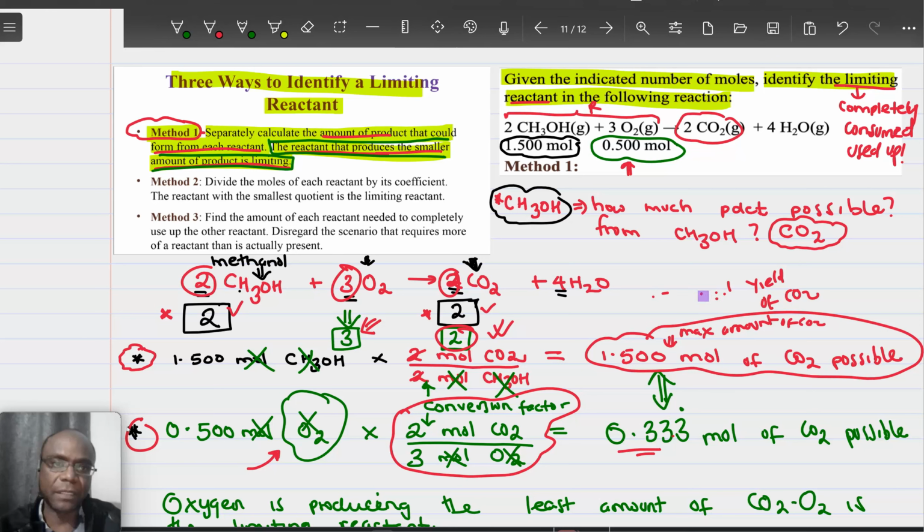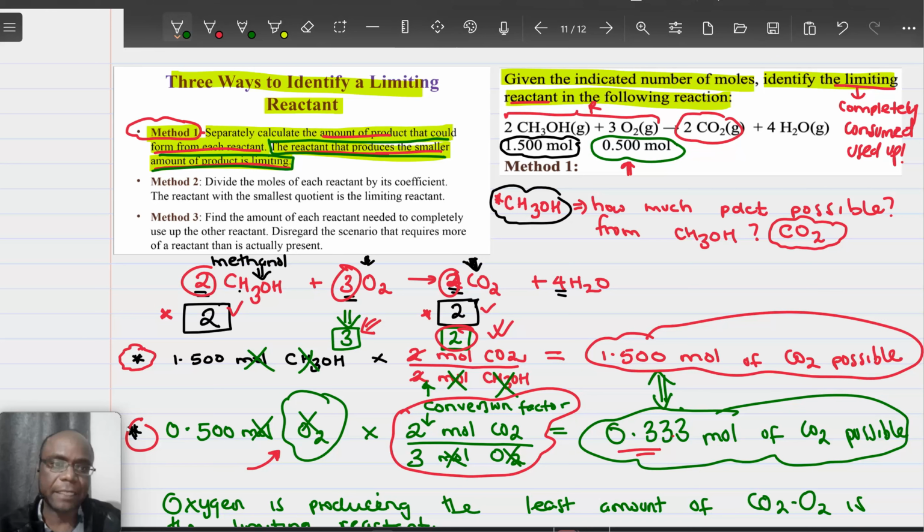So it will not be the methanol, because methanol is giving us a lot. We want the one that limits the amount of product that we are getting. So we say that oxygen is the limiting reactant, and the true theoretical yield of the product CO2 will be 0.333. So the true theoretical yield of product CO2 is 0.333 mole.